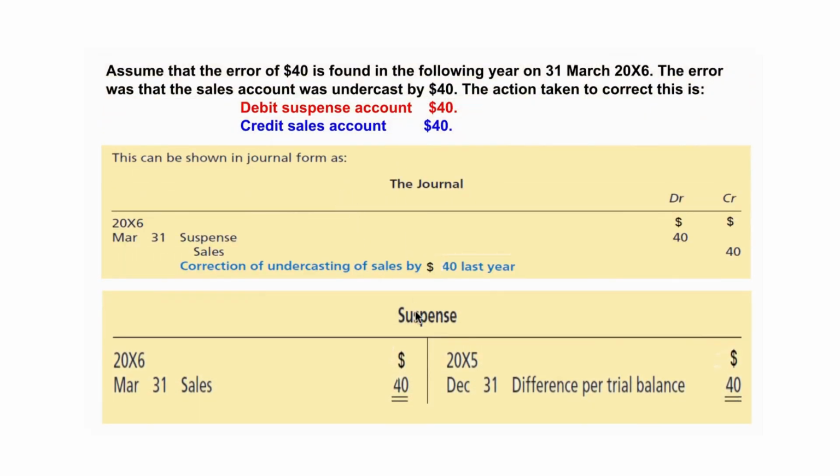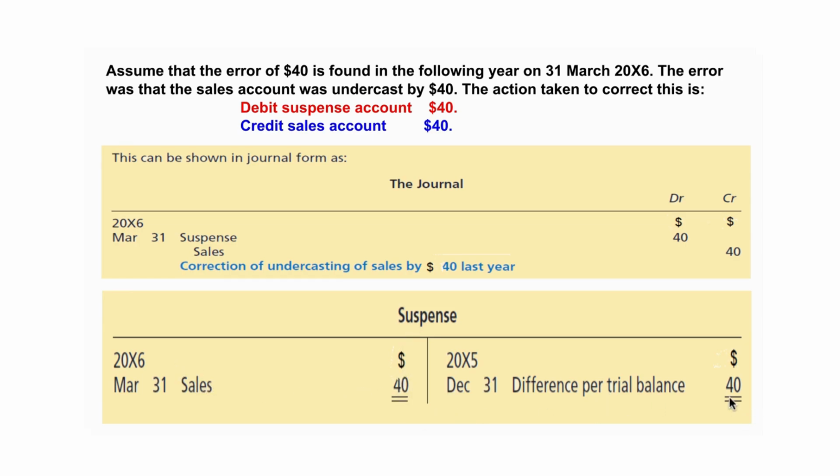So we have to prepare the suspense account. In this case, the trial balance difference is 40, and we passed a journal entry. In the journal entry, the sales account is credited with 40, and the suspense account, which we have already opened, is debited. So on this debit side, we write for reference sales 40. So both sides are equal.